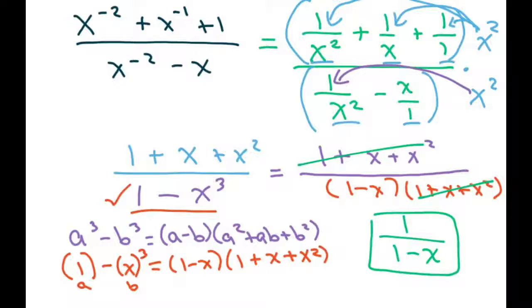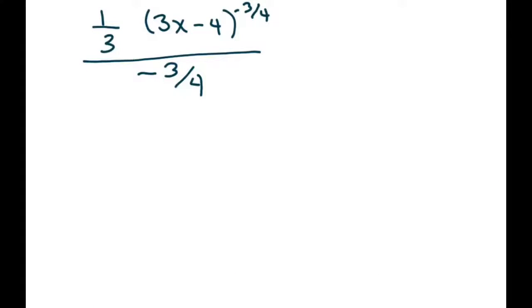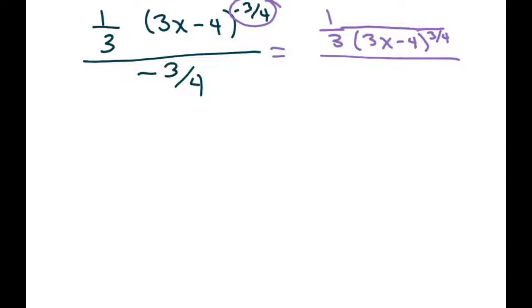All right? And the second one is this one. So I'm going to get rid of this negative exponent. Write this as 1 over 3. I'm just going to put this in the denominator. So this is going to be 3x minus 4 to the 3/4, all right, divided by negative 3 over 4.